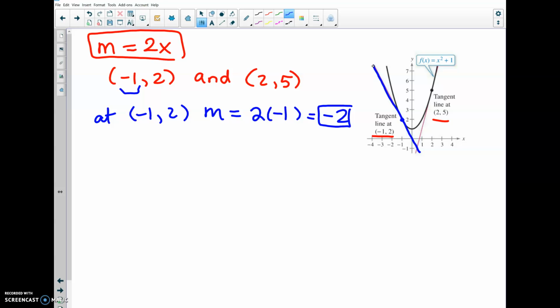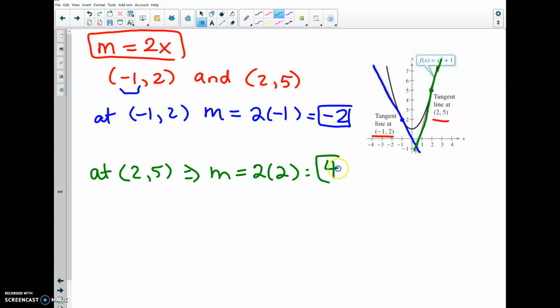The slope of your tangent line at point 2, 5 does not have a negative slope. It is this line right here. That is a positive slope, so that slope's different. So we are going to plug in, at 2, 5, our slope of our tangent line of our graph x squared plus 1 is going to be 2 times 2, which equals 4. So that slope is 4 for that green line.